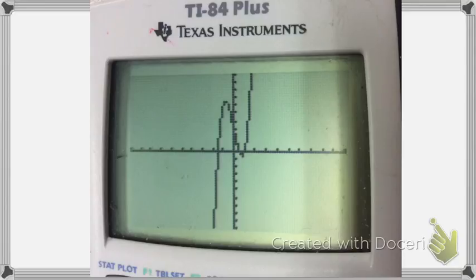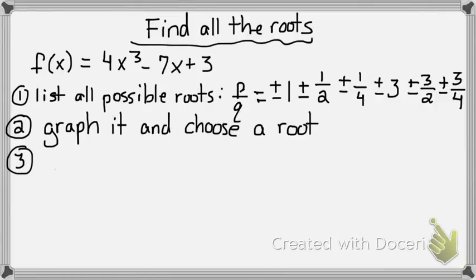Alright, looking at this graph, you're going to look along the x-axis and choose one root. The root I'm going to choose is number 1. All right, in step 3, since I chose 1, I'm going to use that root to do synthetic division so that I can get it down to a quadratic equation.